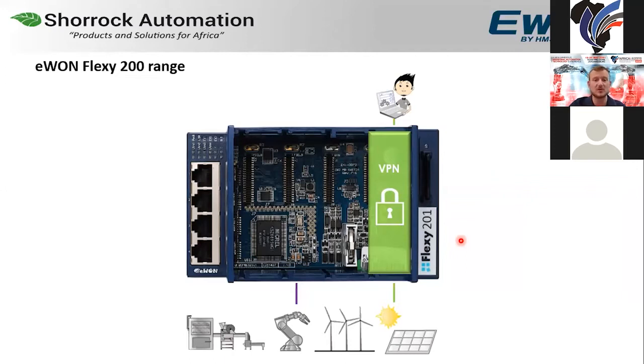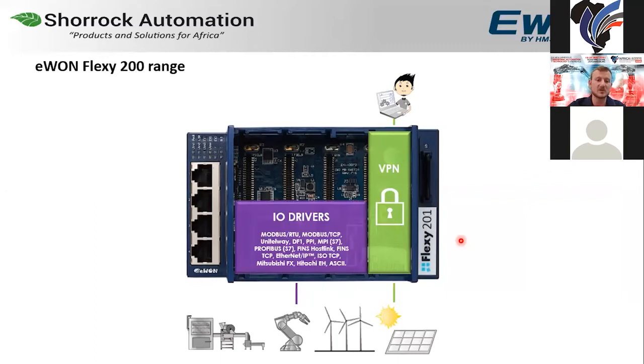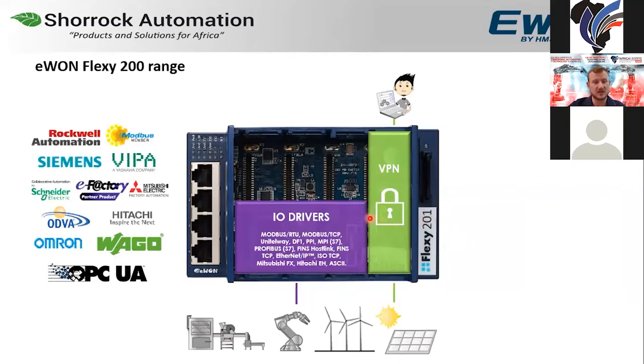So apart from just remote access, the E1 Flexi range also comes with pre-developed IO drivers at no extra cost. Of those, just to mention a few: Modbus over RTU or TCP, Unite iWay DF1 and Ethernet IP for your Allen Bradley devices, PPI, MPI, ISO TCP, Profibus for your Siemens devices, FINS, Hostlink, as well as TCP for your Omron devices. Then we also do Mitsubishi FX, Hitachi EH, ASCII, BACnet, as well as OPC UA. So this now permits communication with field-based devices and getting data or tags or variables into the E1 environment.